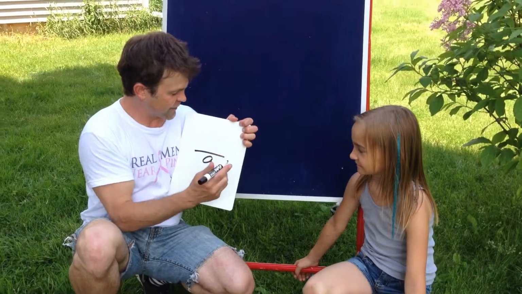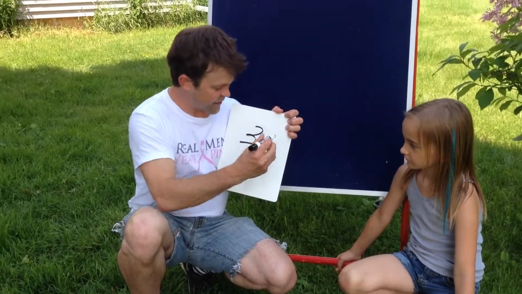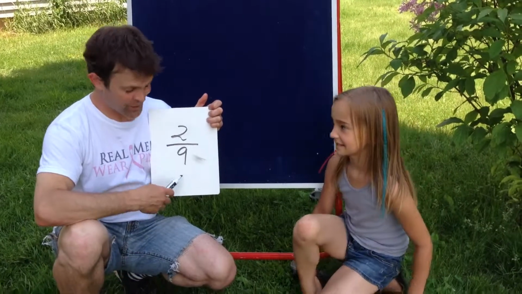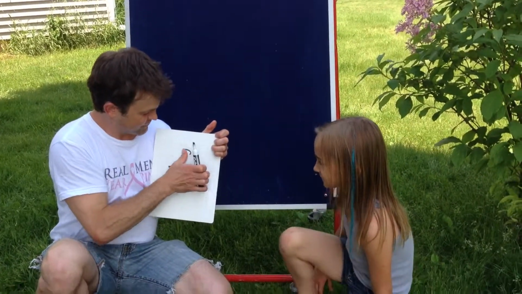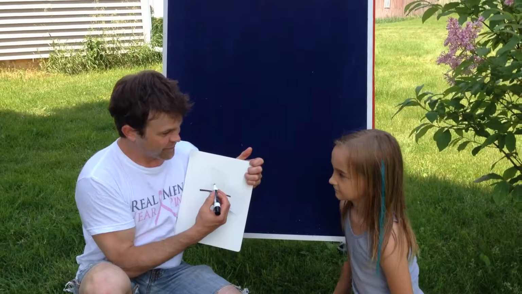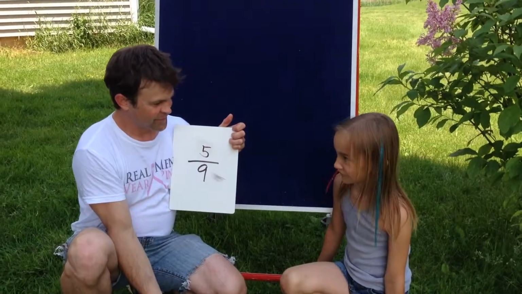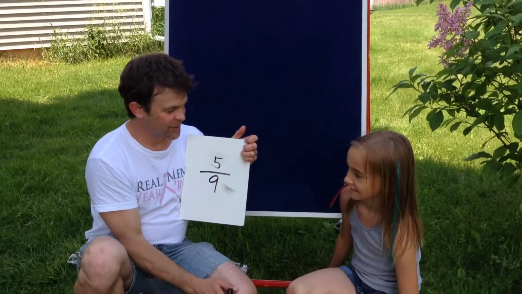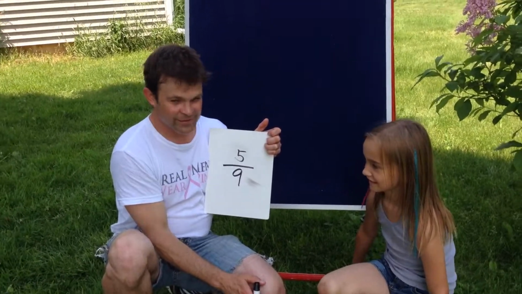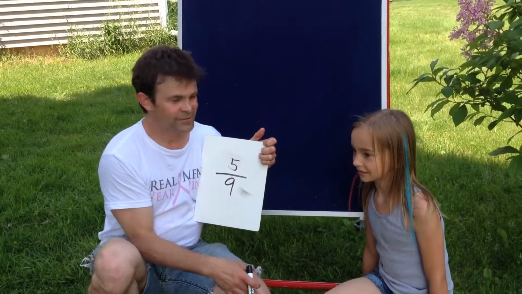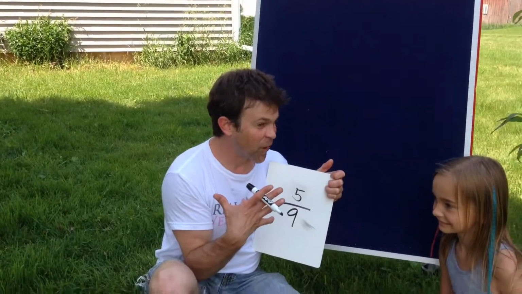What if Bravo only caught the ball 2 times off the roof? Then it would be 2 ninths. What if he caught it 5 times? 5 ninths. Excellent. You ready to throw the ball? All right, let's go get Bravo. Who's got the ball? I forgot her name. Let's go get the ball from her.